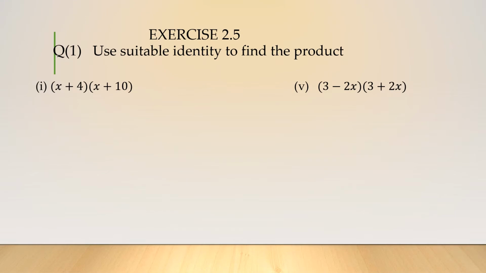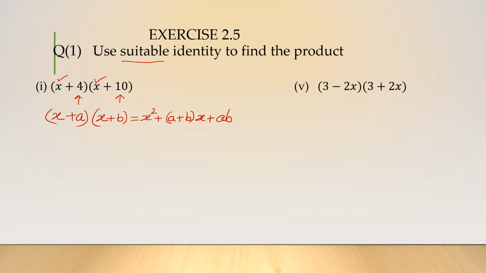Let's do exercise 2.5. Question number 1 is use suitable identity to find the product. Now the first part is (x plus 4)(x plus 10). If you observe, the first term in both the brackets is same, but the second term is not same. So which identity can we apply? We can apply (x plus a)(x plus b). Now (x plus a)(x plus b) is equal to x square plus (a plus b)x plus ab. This is the identity we can apply.